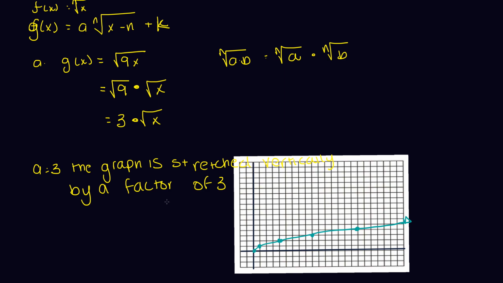But the child function, the g of x, we're scaling up by a factor of 3. So each one of these output points, we're going to multiply by 3. So 0 times 3 is still 0. 1 times 3 is 3. 2 times 3 is 6. 3 times 3 is 9. And 4 times 3 is 12.